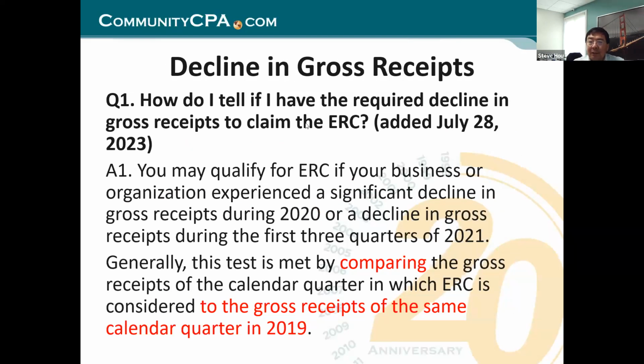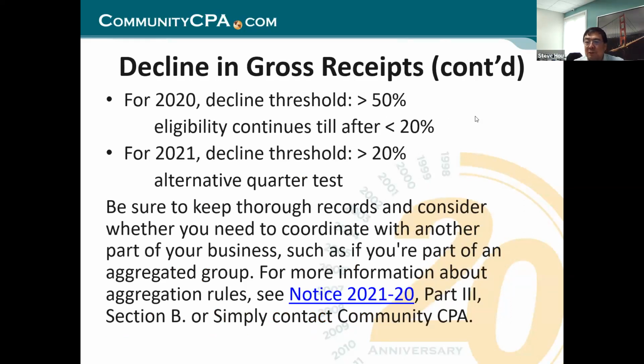All right. And then the decline in gross receipts. Again, there's really nothing new here from the IRS, but I do want to mention some of the details about the gross revenue decline rules. I mentioned earlier, in 2020 you need at least one quarter to have more than a 50% drop. If you have one quarter that's more than a 50% drop, that generally speaking would allow you to claim at least one more quarter of ERC in 2020.